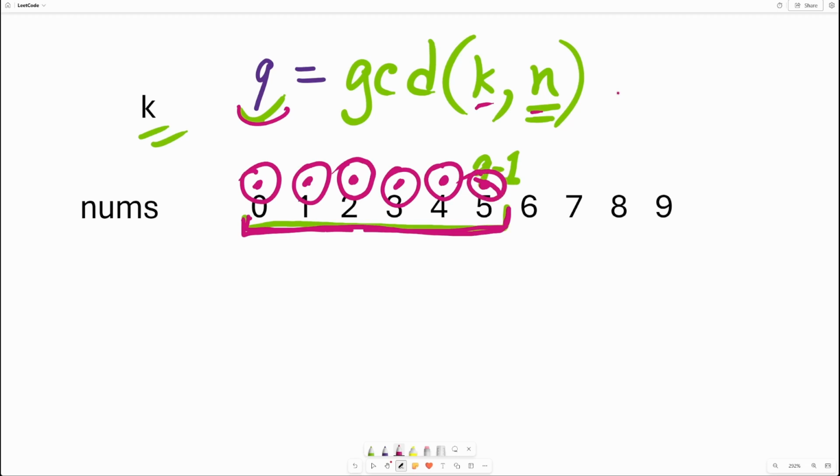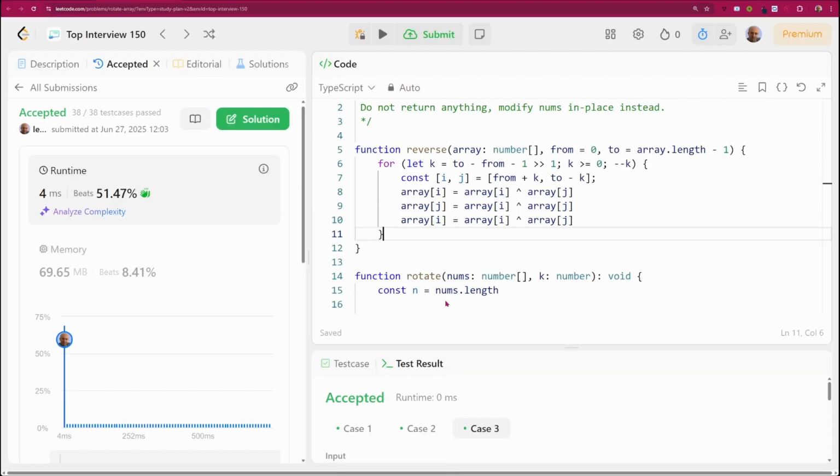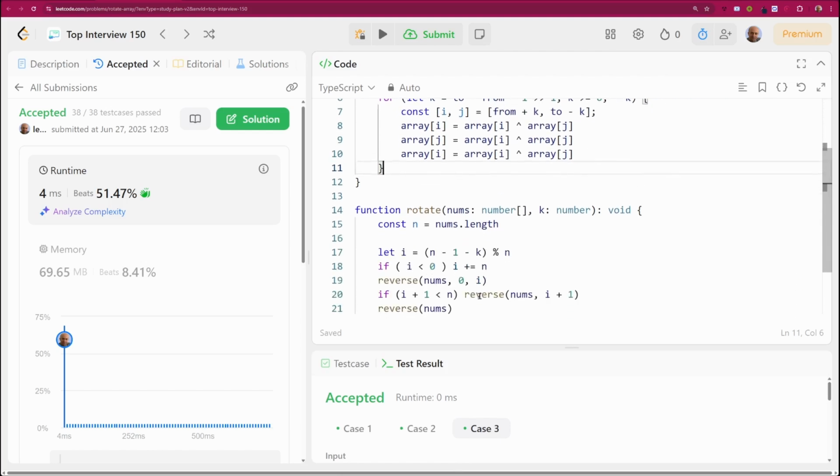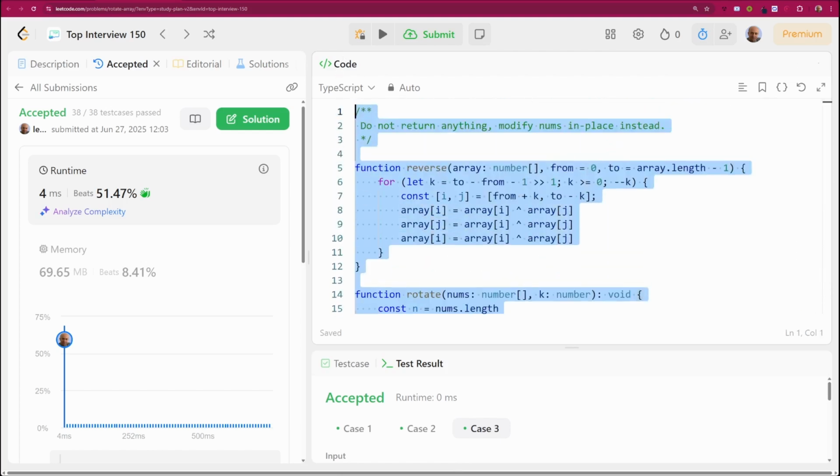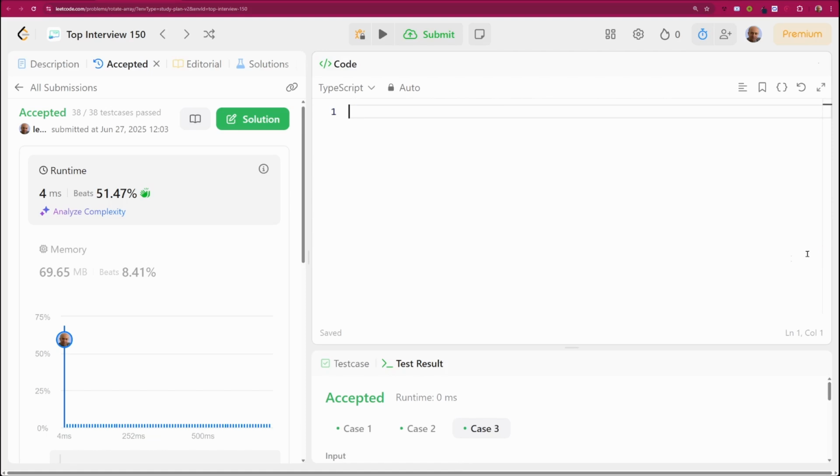Okay, so if we get this idea, then we can try to implement this now. Let's get rid of this solution, right? Well, first we would need to calculate GCD, right? So let's quickly write a GCD, which takes two numbers. And let's use Euclid's algorithm here.